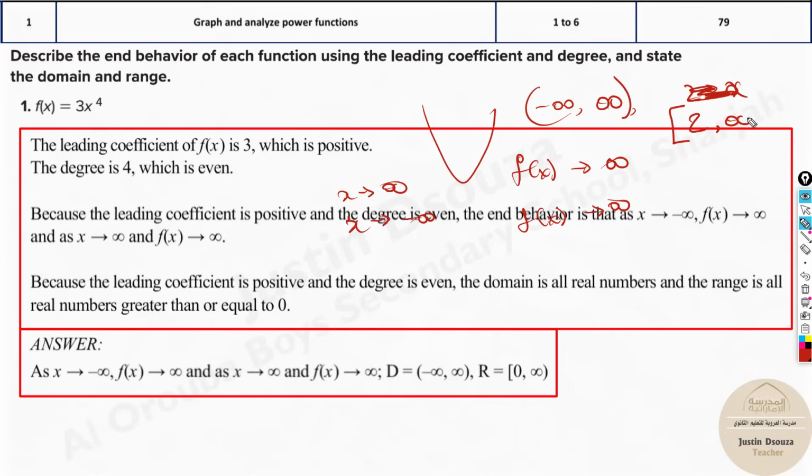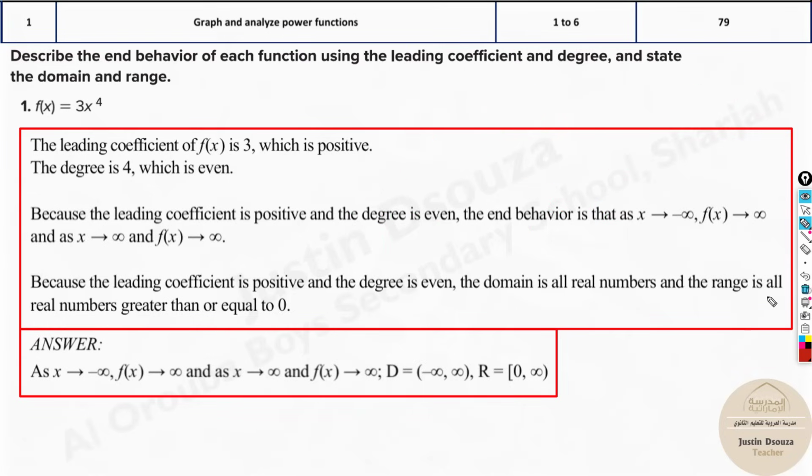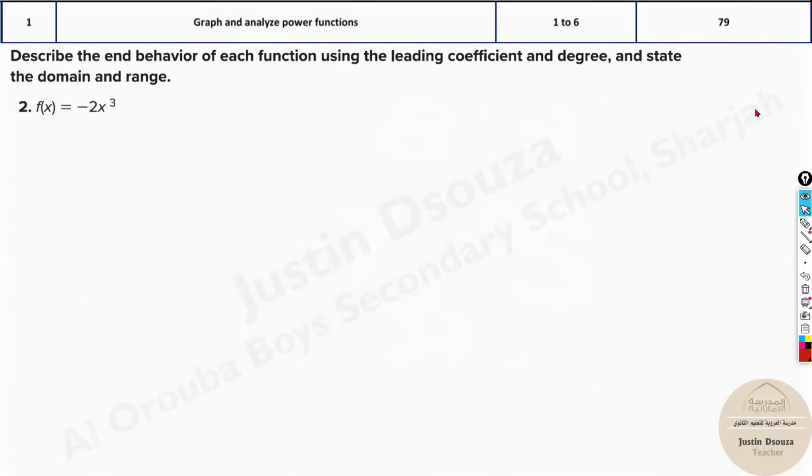Now, until infinity, it will be small brackets. So here you can see the 0 is having close brackets. Why? Because all real numbers greater than or equal to 0 are the range, right? That's why. But infinity will only have the small bracket. What about this? Let's just quickly draw it up.